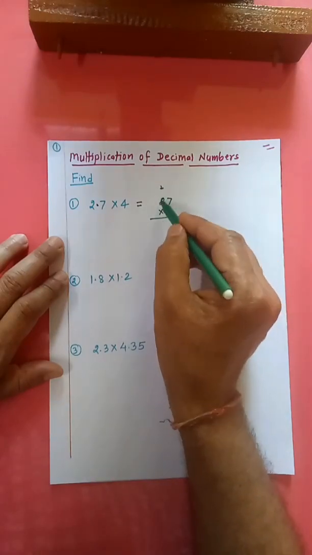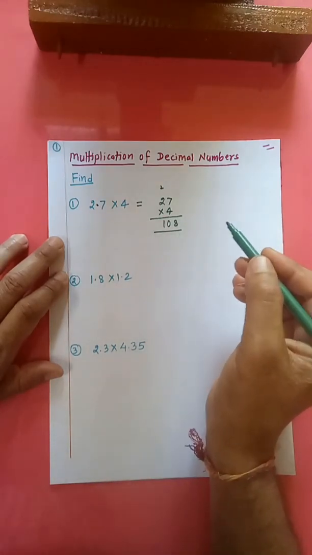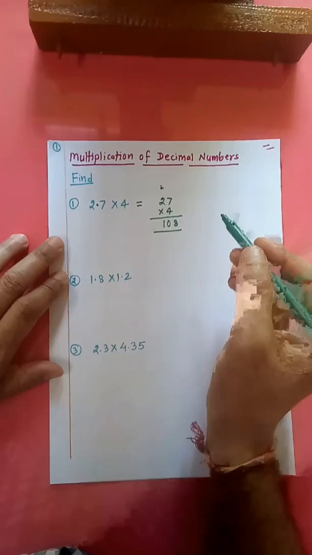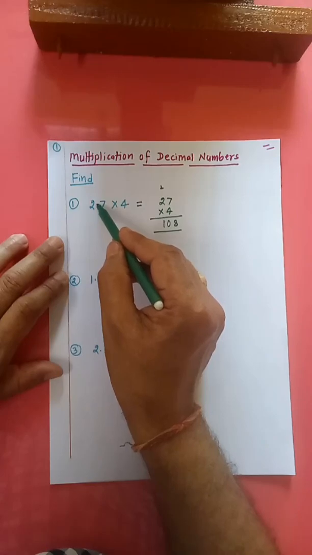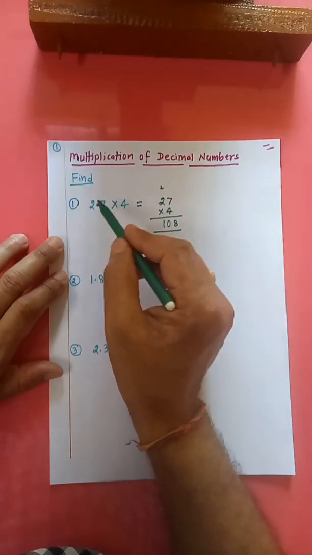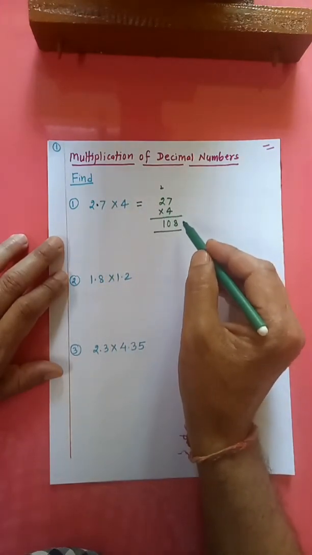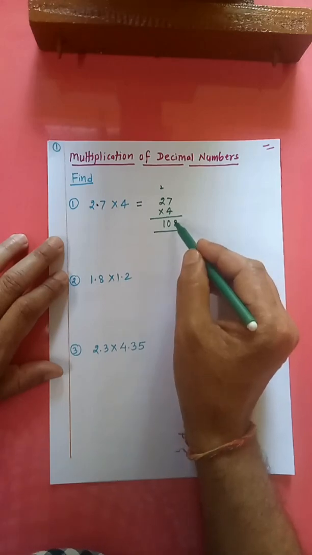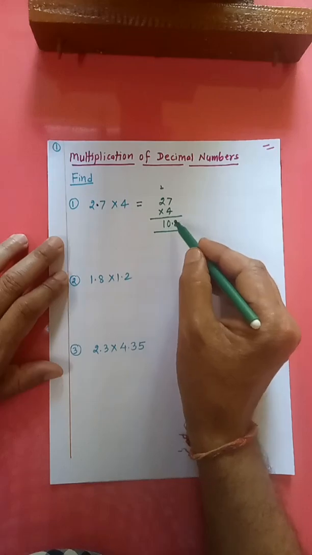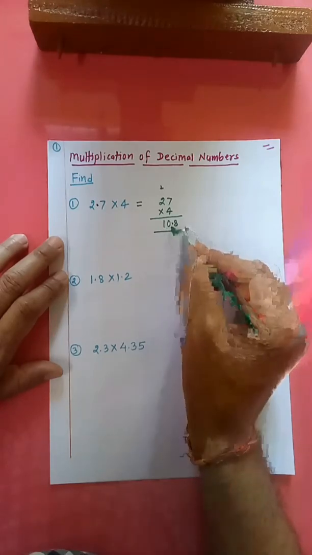4 2s are 8, plus 2 is 10, so 108. Now for the position of the decimal, we will count the number of digits after the decimal in the given number, which is only 1. So the decimal in the answer will be after one digit from the right side. So the decimal will be here. So the multiplication of 2.7 and 4 is 10.8.